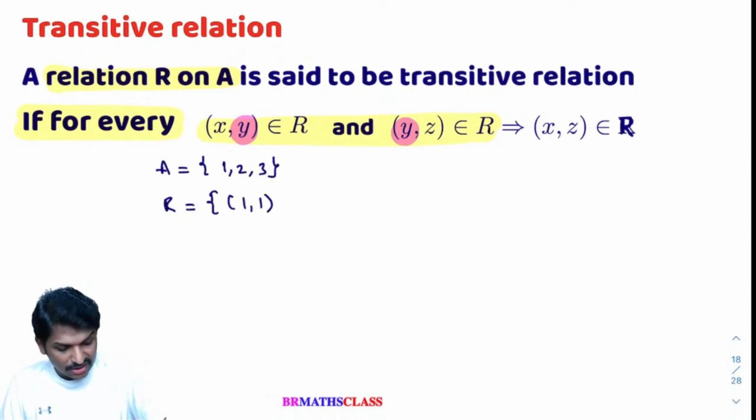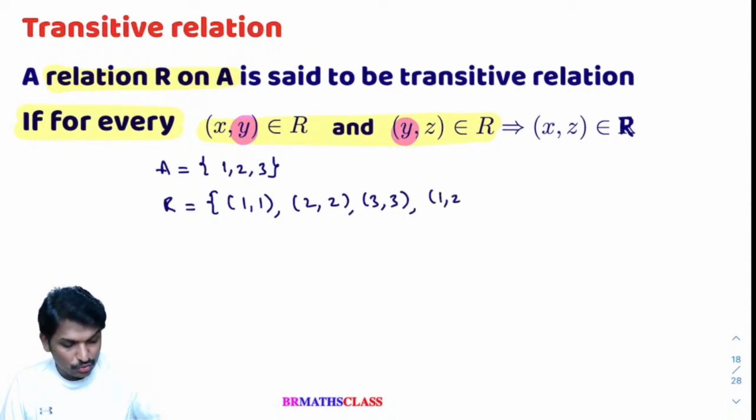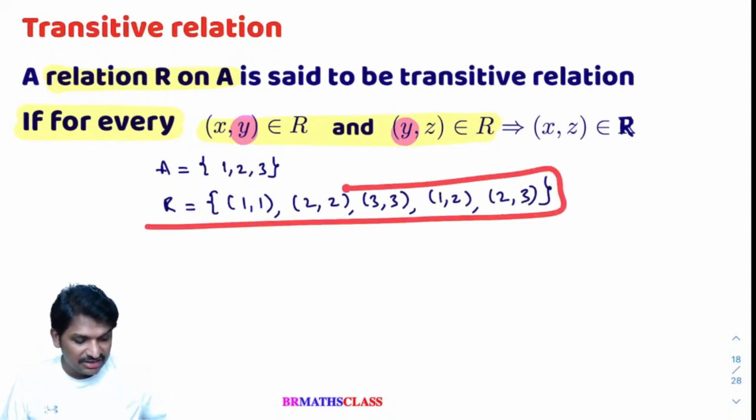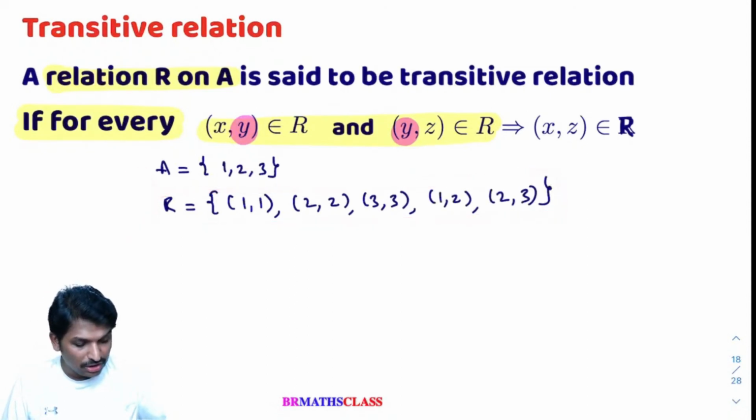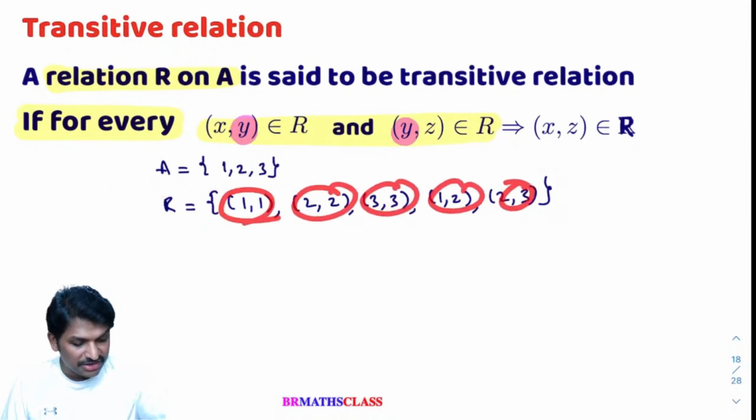(1, 1), (2, 2), (3, 3), (1, 2), (2, ... This relation is a relation on A. You can look, all the elements I have taken from set A. All the elements are 1, 2, 3.